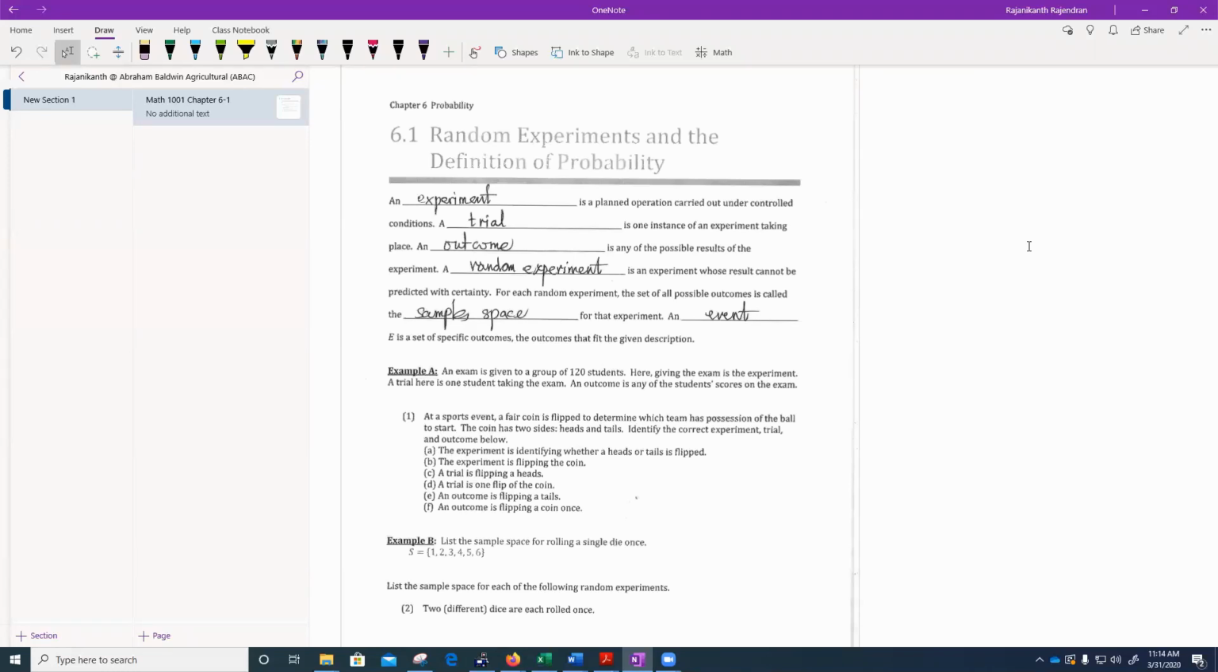A random experiment means we cannot predict the results before doing an experiment. We don't know the answer actually. So those kinds of experiments are called random experiments.